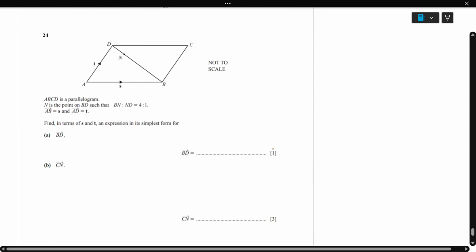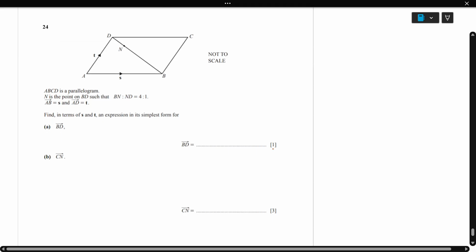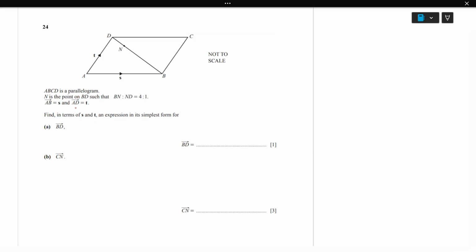Next question, 24, is a vector question. So ABCD is a parallelogram, so opposite sides are equal and parallel. N is the point on BD, so BN to ND is 4 to 1. So the total ratio is 5. BN is going to be 4/5 and this is going to be 1/5.